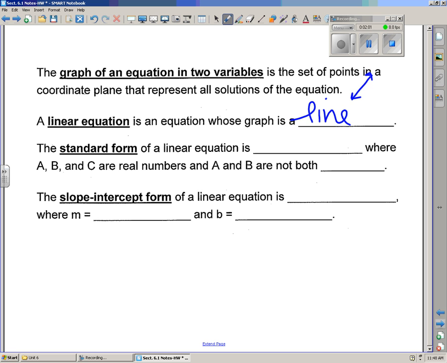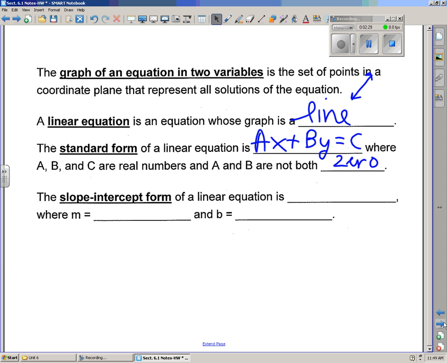The standard form of a linear equation is going to be ax plus by equal to c, where a, b, and c are real numbers, but a and b cannot both be 0 at the same time. You need to always have one variable, either x or y, to have a line. You most often have two variables, x and y, but you can't have no variables. It wouldn't make sense. Variables, again, meaning x and y.